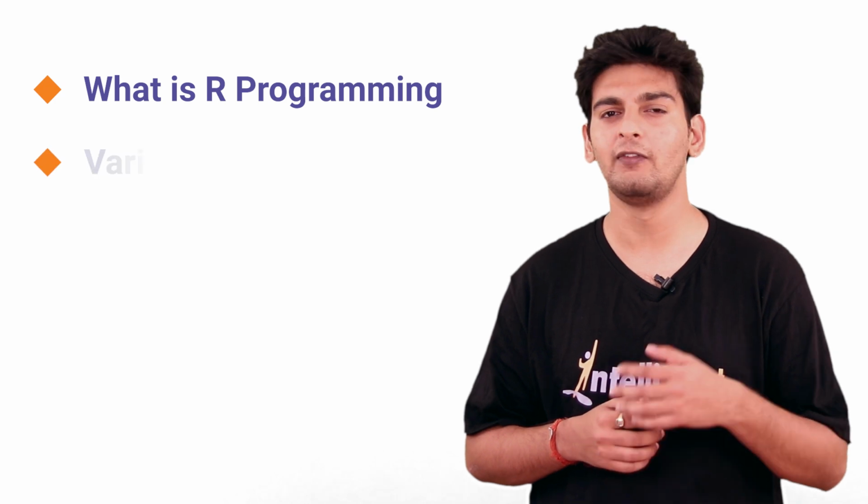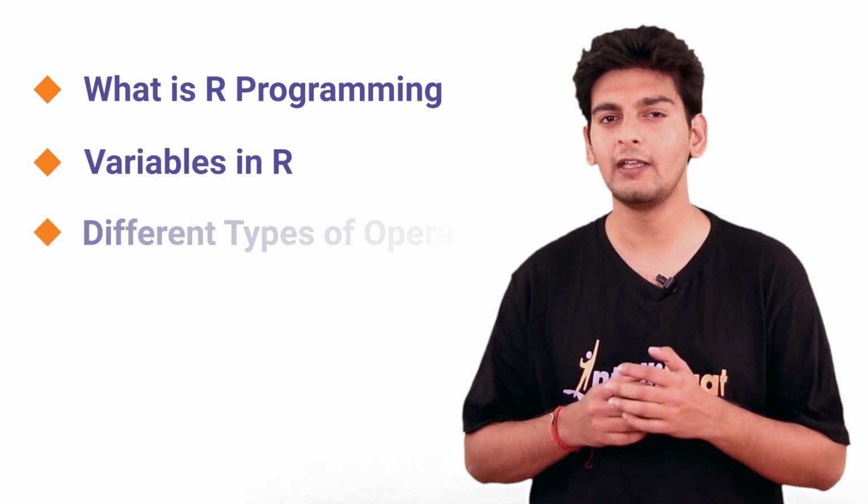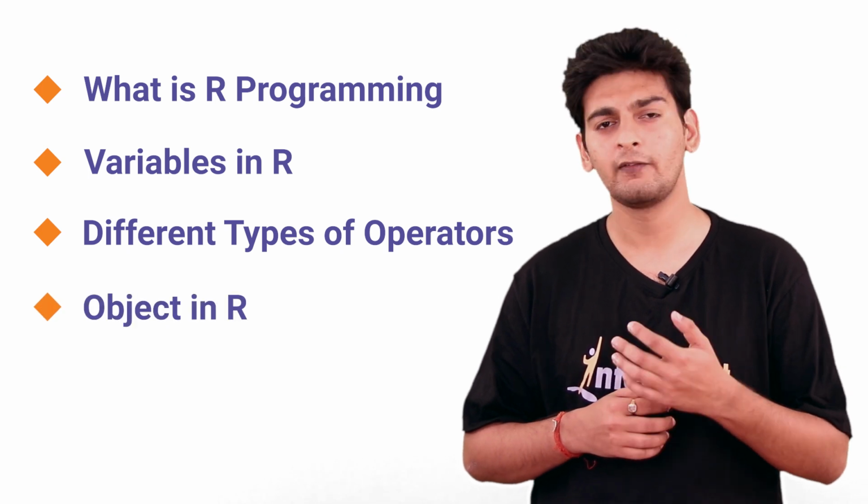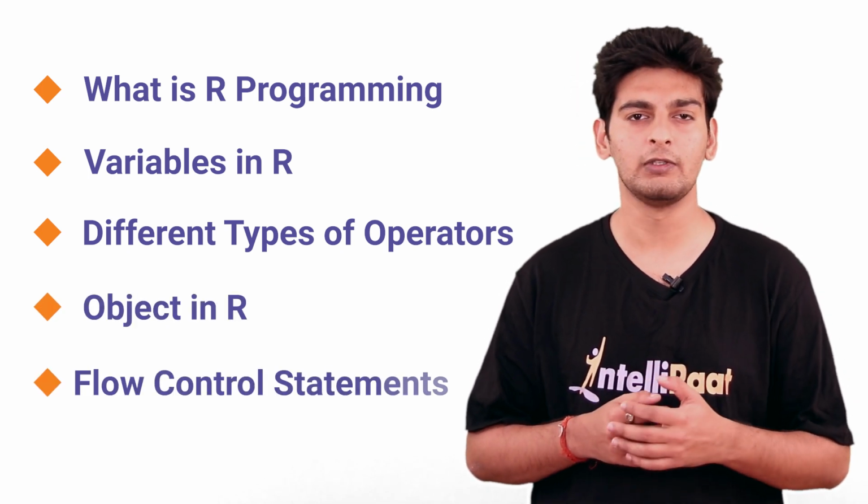So today we've come up with just the right video so that you can start your journey in the field of R programming. So let's have a quick glance at the agenda. We'll start off by understanding what exactly is R programming, and then we'll work with variables in R. After that, we'll look at the different types of operators, and then we'll learn about objects in R, following which we'll implement flow control statements.